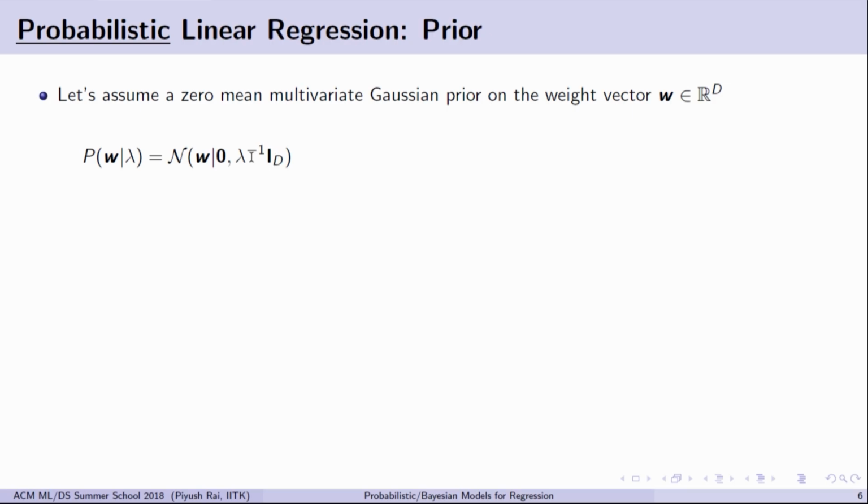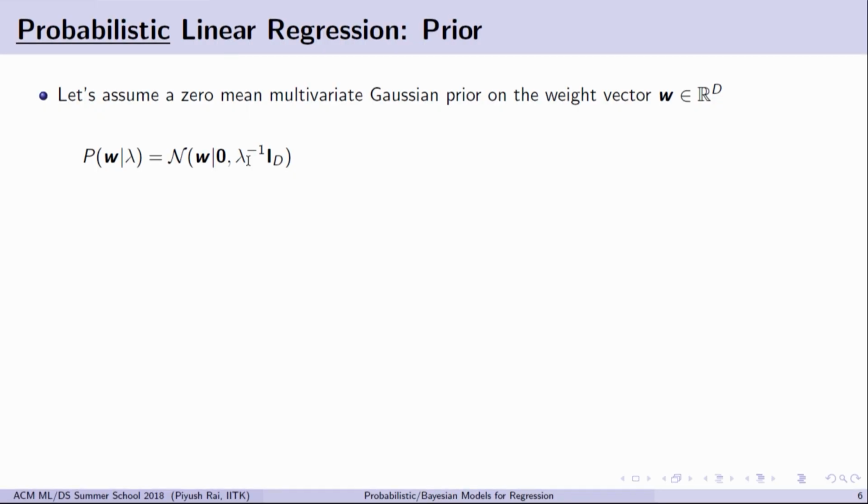Now, if lambda is large, what does it mean? What is lambda inverse here? The variance. So if the variance is large, then the Gaussian can have values away from 0, so W can have values away from 0. But if lambda inverse is very small, or lambda is very large, then the covariance of the Gaussian is very small. The Gaussian spread is very small.